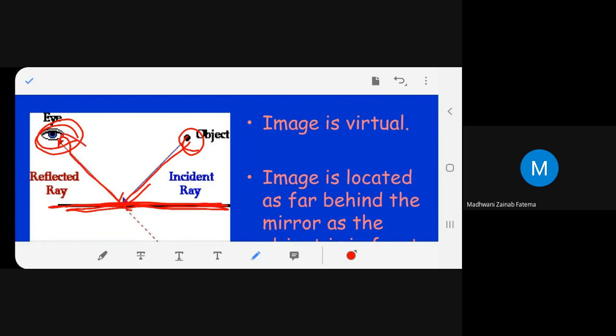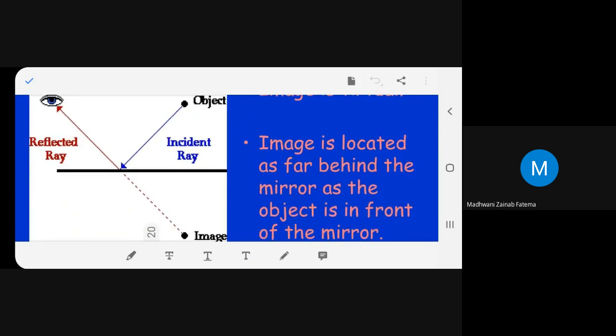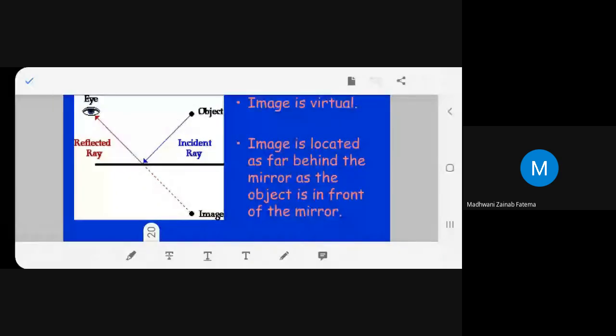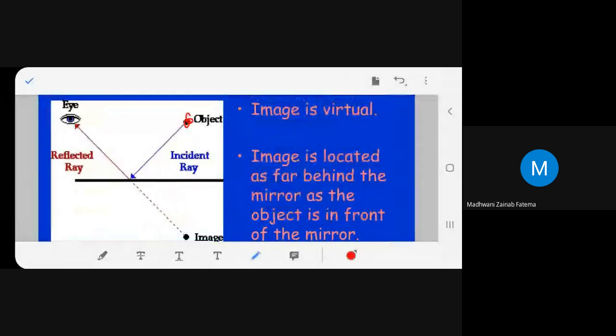We are looking at it. So the reflected ray is received by our eye. So this is the incident ray and this is the reflected ray. Okay? Now where will we get the image? The image is over here. This is the object, the candle. You can see the image over here. Is it clear? And the distance will be the same.